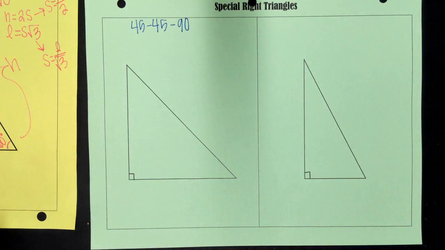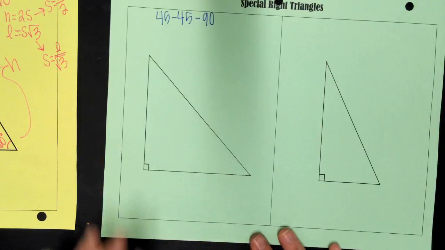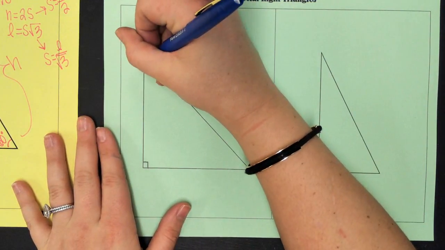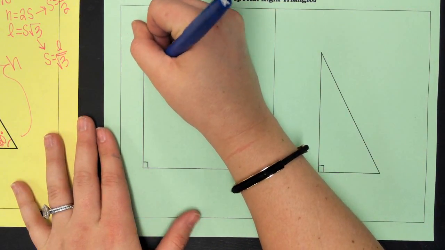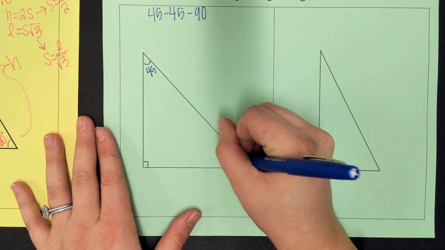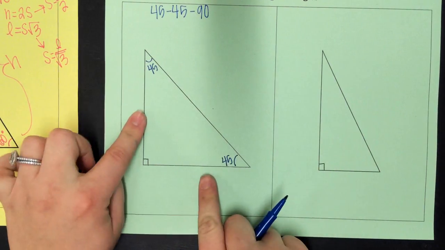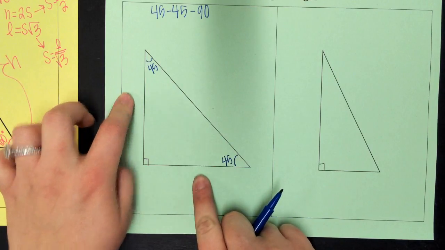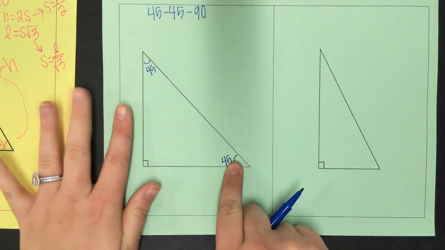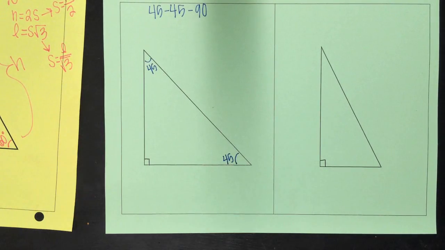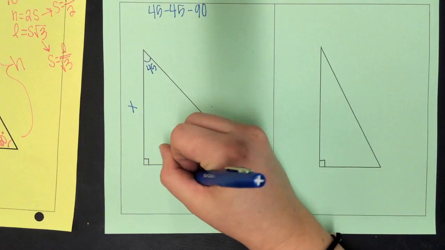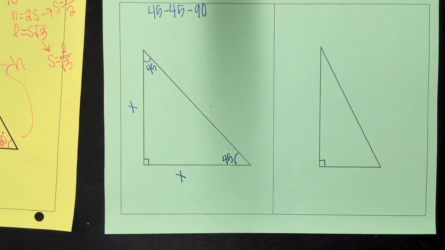Okay, the first one was a 45, 45, 90. That means if this is a 90-degree angle, what is this? 45. And what's this? What does that tell me about these two sides? They're the same thing. Because if 45 and 45 are the same thing, then these two legs have to be the same thing. So for this case, let's say that this is x and this is x. X and x, they both have to be the same thing, right?